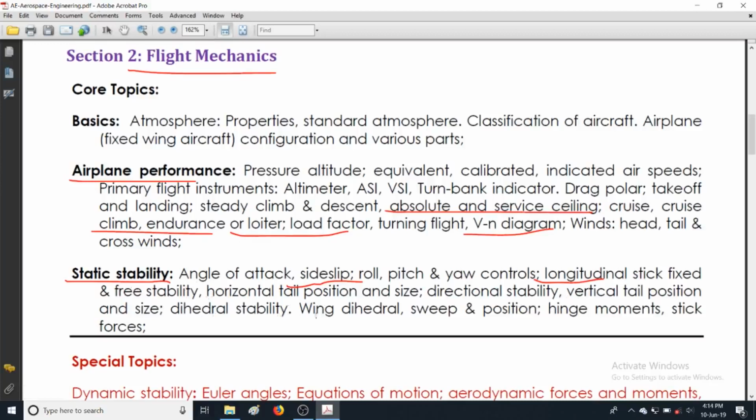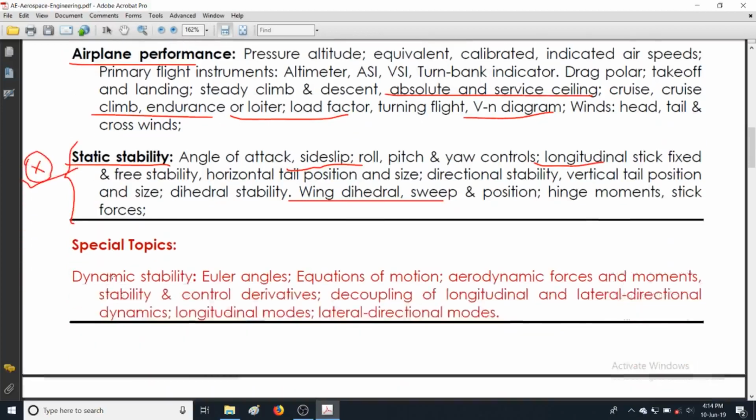And then we will go for the different effects like dihedral effect and wing sweep. We will basically learn what is the contribution of dihedral and sweep effect in lateral, longitudinal or directional stability. And then here mostly we will focus on all the stability derivatives, because many questions are asked from stability derivatives. This is very important. Stability part, I expect one question from this year also.